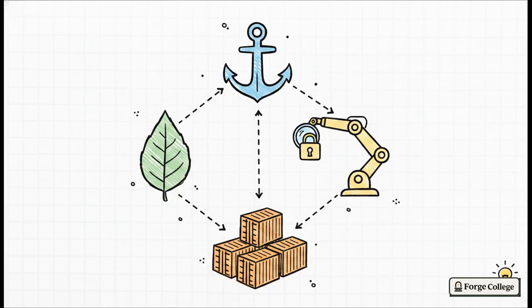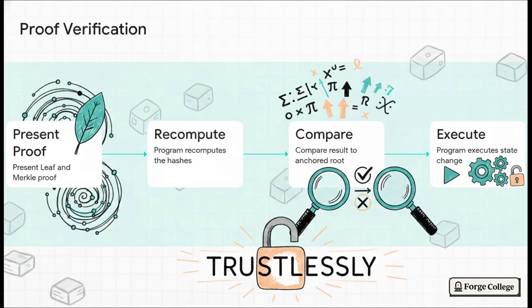Third, you absolutely need a verification program on Solana. Think of this as a smart contract that basically acts as the bouncer, enforcing the logic and checking proofs. And fourth, the archival storage, keeping those bulky payloads completely off the expensive blockchain real estate. During verification, the magic happens in 4 trustless steps.